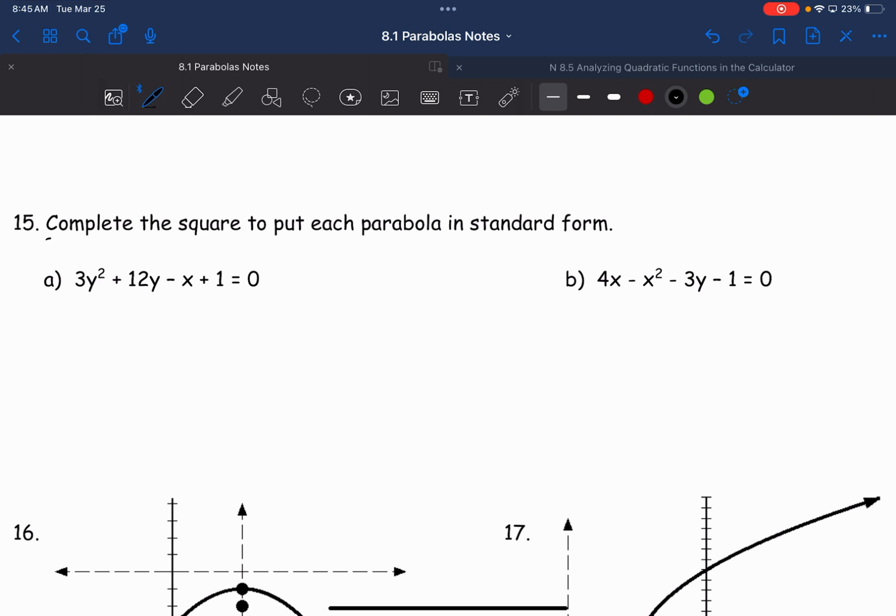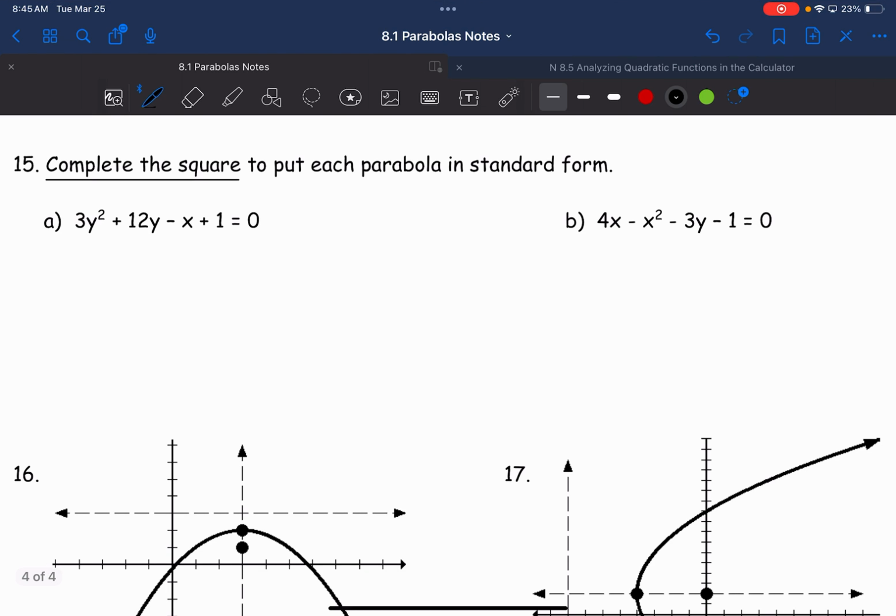So they tell us in order to get it in standard form, we have to complete the square. Guys, I know that you did this in Algebra 2, but it might have been a little bit. So let's go over this first one together.